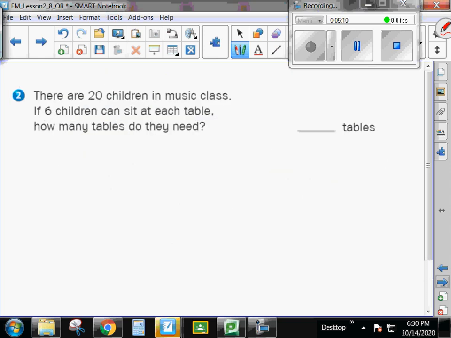Okay, so now this one, it says there are 20 children in music class. Okay, so same 20 kids, but if 6 children can sit at a table this time, how many tables do you need? Pause the video, work it out.